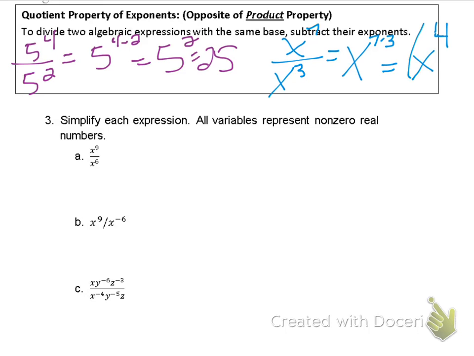My pen isn't working. So let's try a couple examples here. X to the 9th power over x to the 6th power, we're just going to subtract 9 minus 6 to get x to the 3rd power.